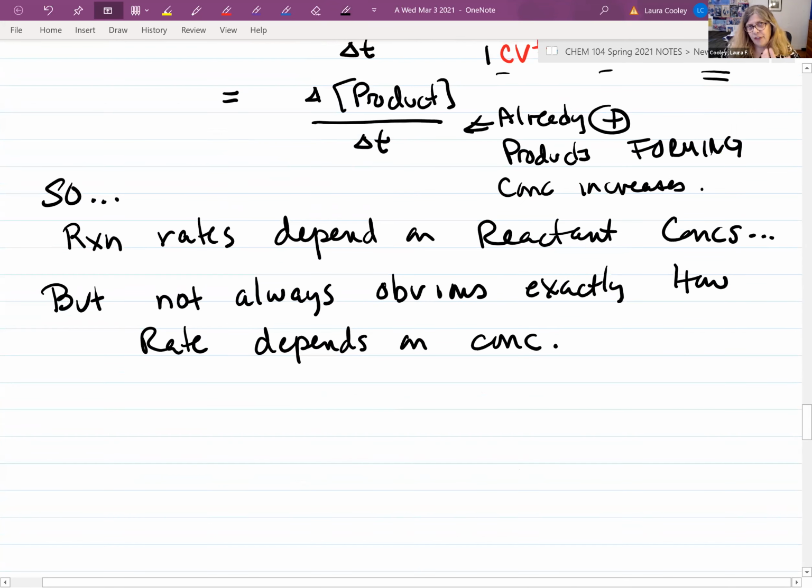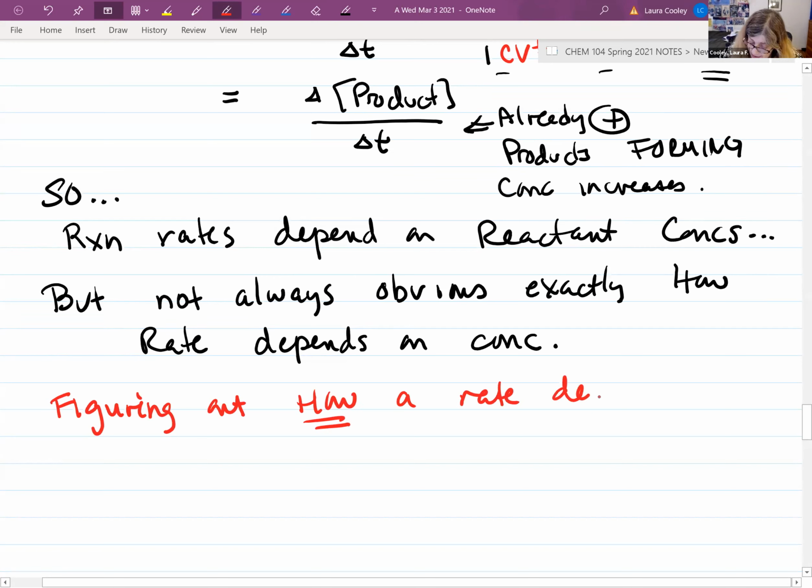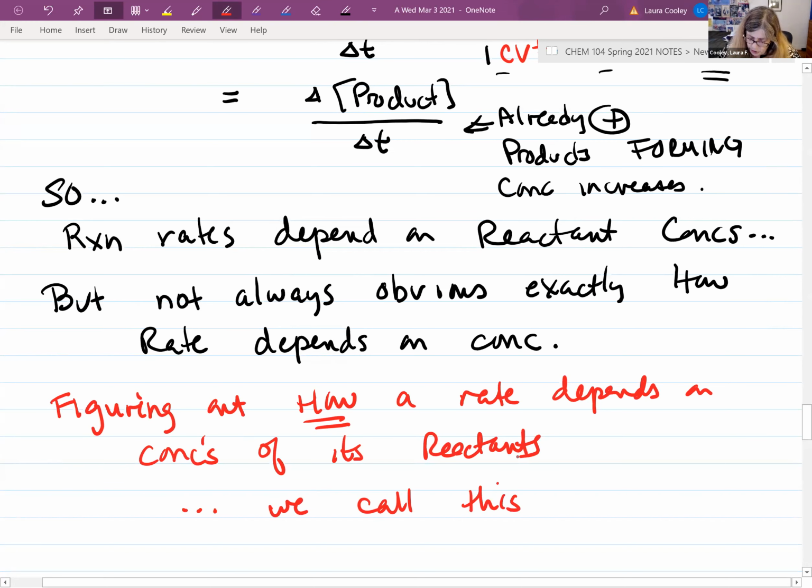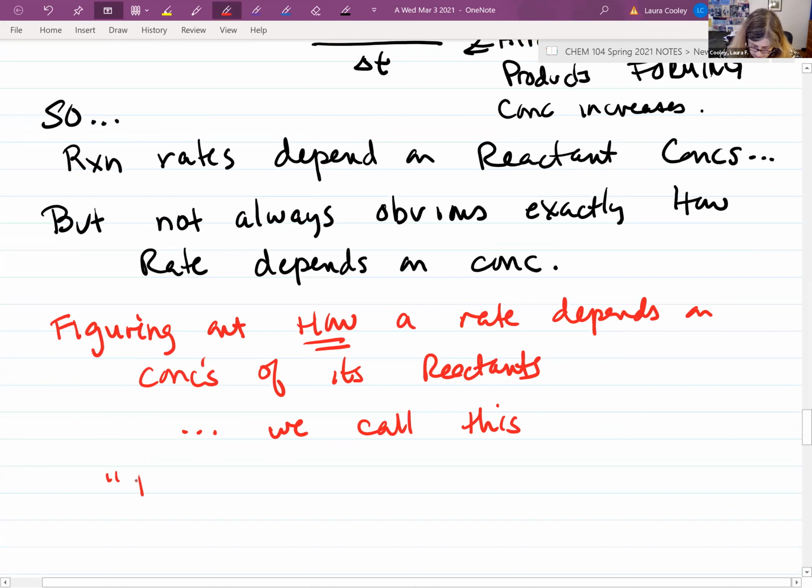And that becomes our first job here, to figure out how a certain reaction's rate depends on concentration. So we try to do this, figuring out how a rate depends on the concentrations of its reactants. We call this finding the rate law.